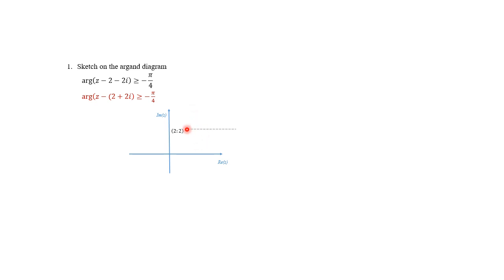So we are going to draw the angle below here. All right, so it's a continuous line. So this is our continuous line here, because the points on the half line are included. All right, so now we need to shade the region here.